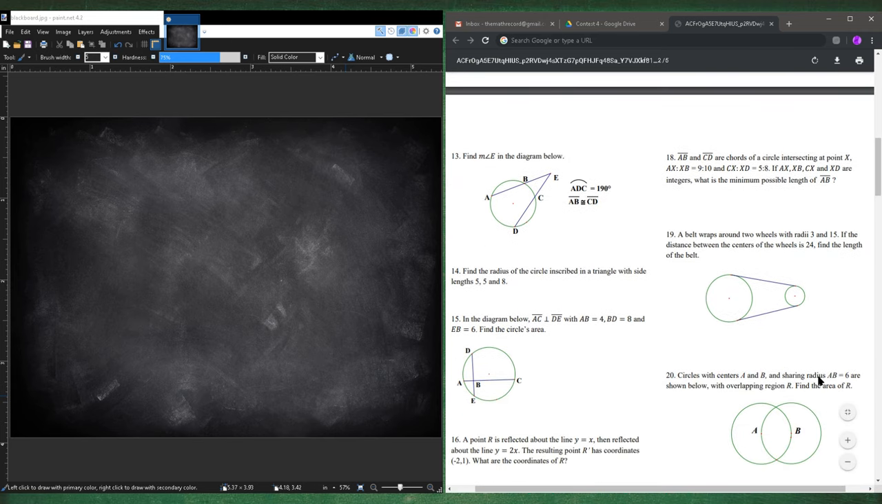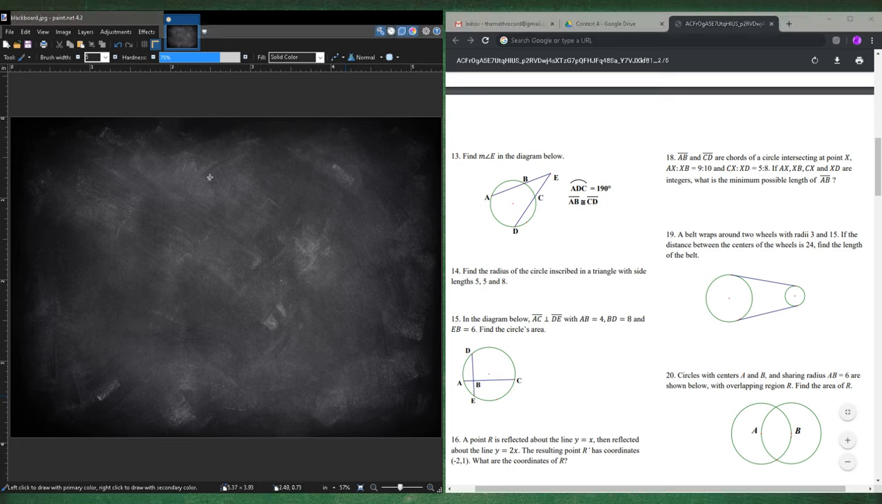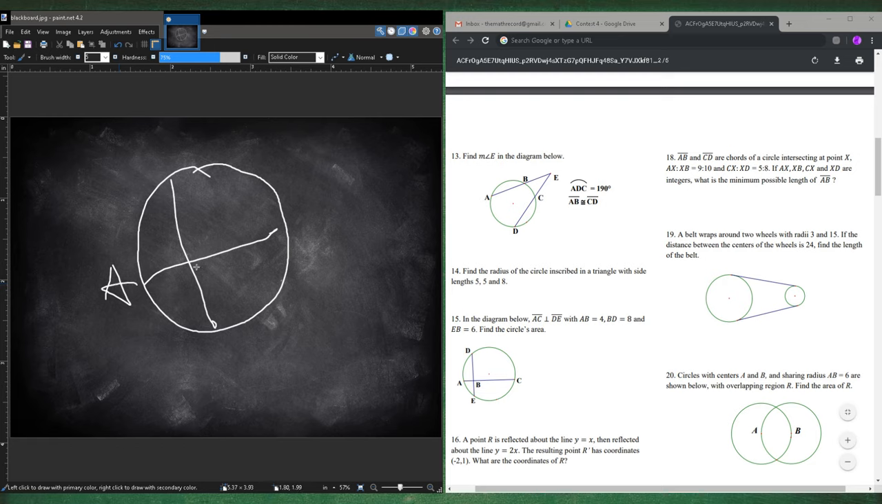18. Lines AB and CD are chords of a circle intersecting at X. Okay, so let's draw a line and another line. Call this AB, and we'll call this CD. And they say this is X. So AX to BX is 9 to 10. So let's use a variable.